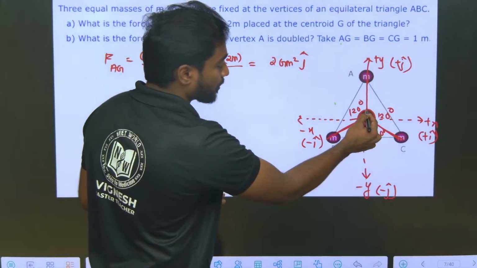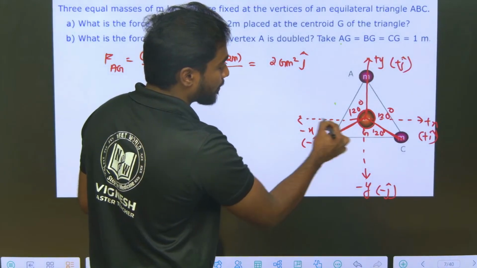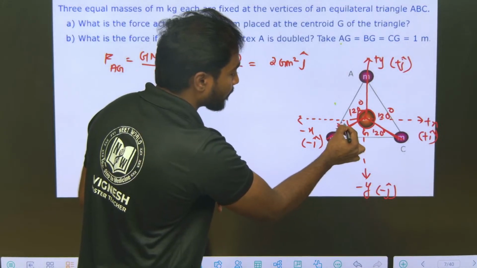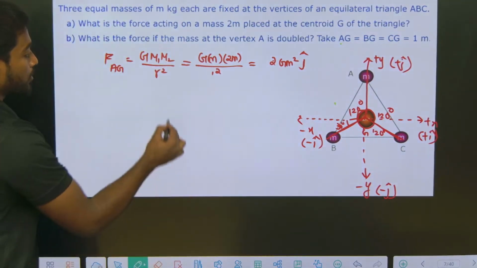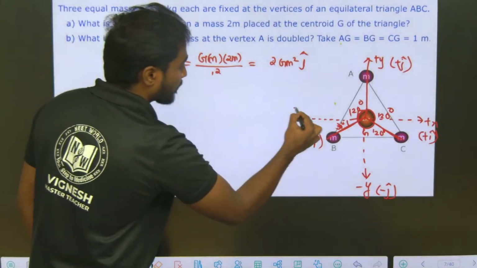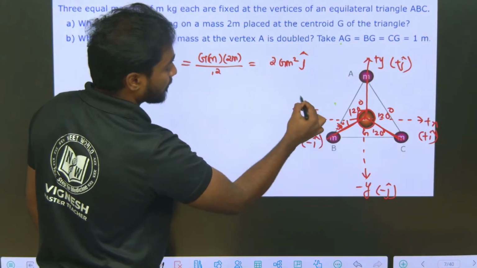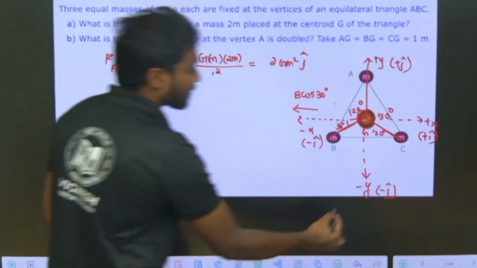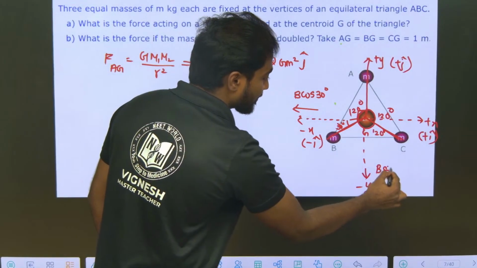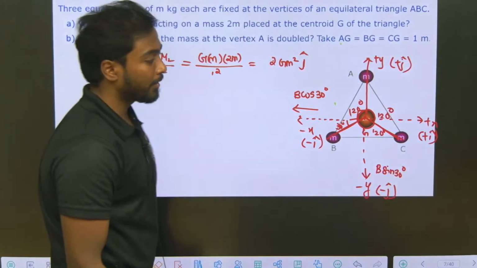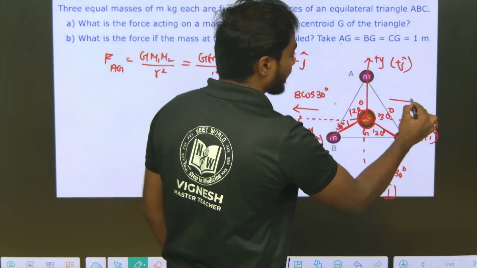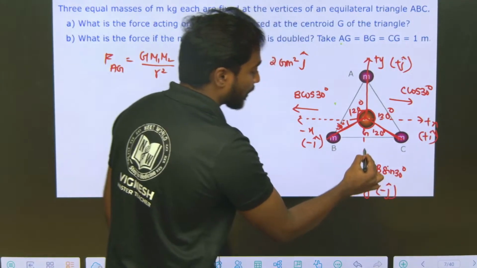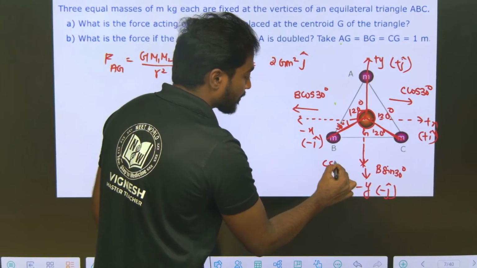So if this total is 120, and if I take a perpendicular, this one will be 90 and the remaining will be 30 degree, right. So if I consider this one, this is my B cos 30 degree and this is my B sin 30 degree, right. Similarly, on this side it is C cos 30 degree, and this one in the downward direction is again C sin 30 degree.